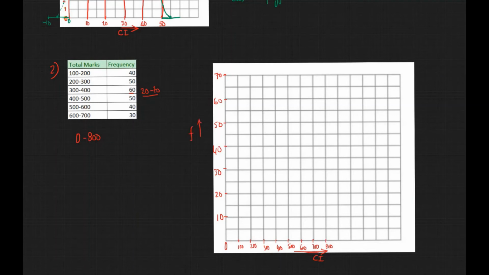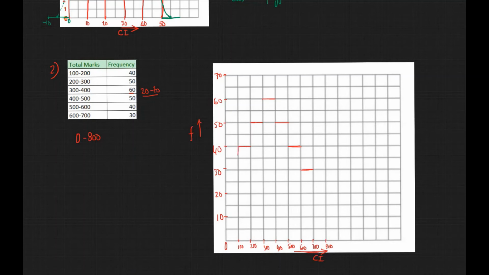So let's mark this. So 100 to 200 is 40. So let's mark the top lines. 200, 300 is 50. Then 300 to 400 is 60. 400, 500 is 50. 500, 600 is 40. And 600, 700 is 30. Yes.